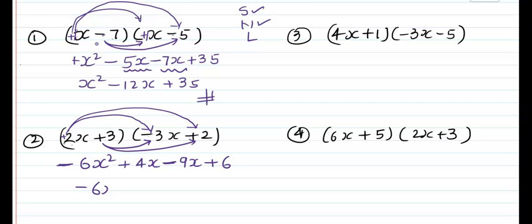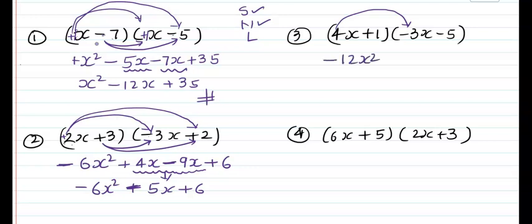So minus 6x square. Krishav, plus 4x and minus 9x, what did you write? Minus 5x. So it should be minus 5x and plus 6. Okay. So 4x plus 1 and minus 3x minus 5, right? Jasraj, when you multiply plus 4x and minus 3x, what did you get? Minus 12x squared. Thank you.